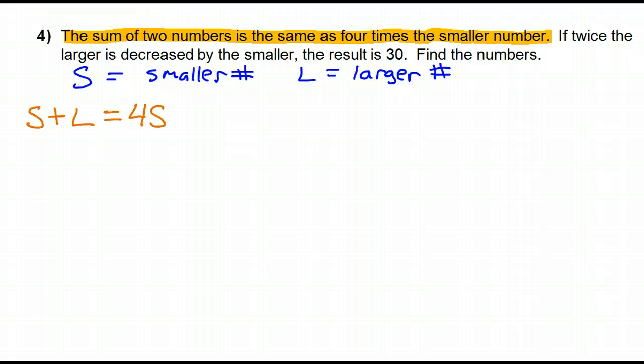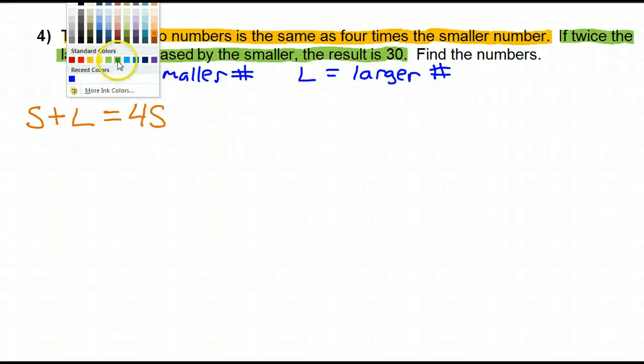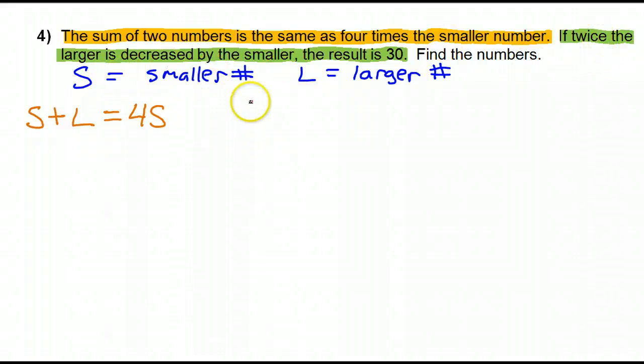Okay, so for my second equation, I am going to do this sentence. If twice the larger number is decreased by the smaller number, the result is 30. So that equation would look like this. Twice the larger number, so 2L, is decreased by the smaller number, so that's minus S. Decreased by means we're subtracting. The result is 30, so that should equal 30.